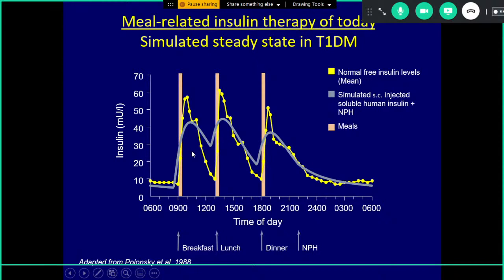So, two messages from here. If you're giving regular insulin, give it 30 minutes before the meals. And secondly, give a mid-meal snack, maybe 2.5 hours after the first meal, to counter this effect of persisting insulin levels, right? And that is very, very important for you to understand.